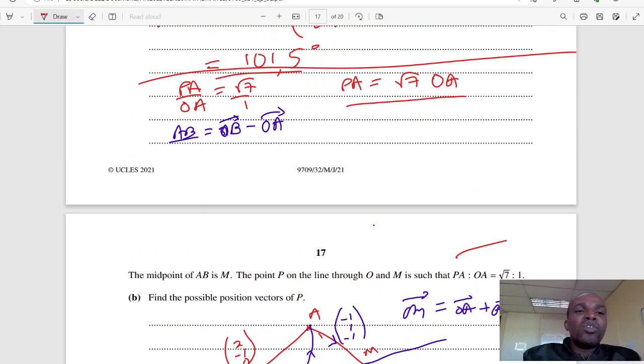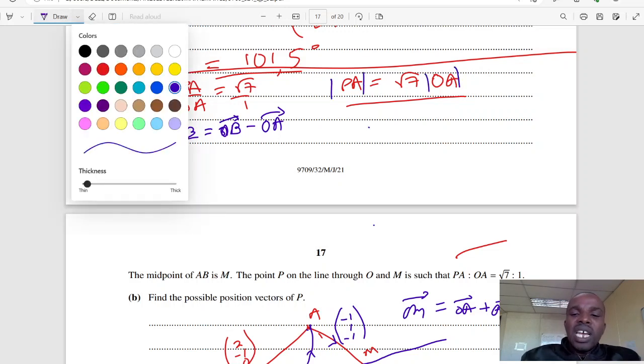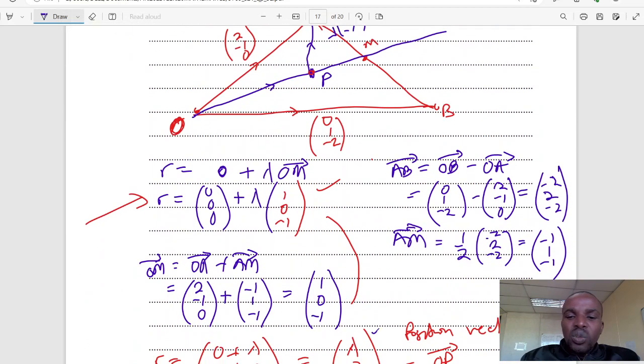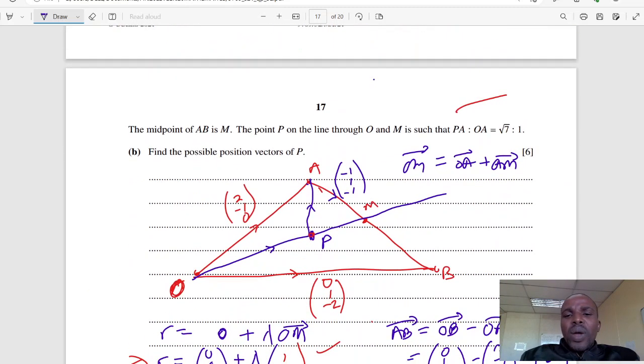In this case, I have to use my magnitudes. Please take note. I have to use my magnitude here so that I can find lambda, the position vector of P. If I can find my lambda, then I will have the position vector of P, because this one represents the position vector of P, that's OP. So I have to find the values of lambda. Then I can substitute. I have my values. Done. Just like that.